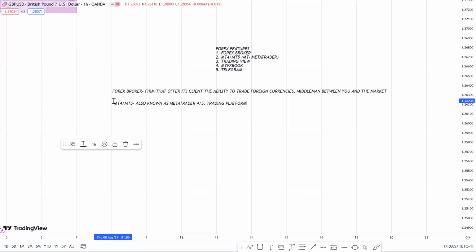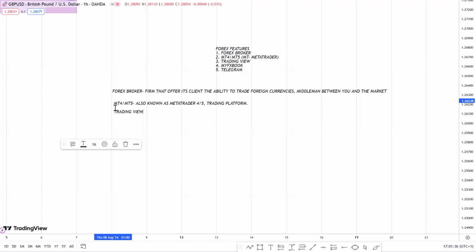They are also widely used by online retail foreign exchange traders. That's just what MetaTrader 4 or 5 are. There are actually two different ones: you have MetaTrader 4 and you have MetaTrader 5. MetaTrader 4 is an older version, and MetaTrader 5 has new features, but you can use either of them. So that's it. Now we have the next one, TradingView.